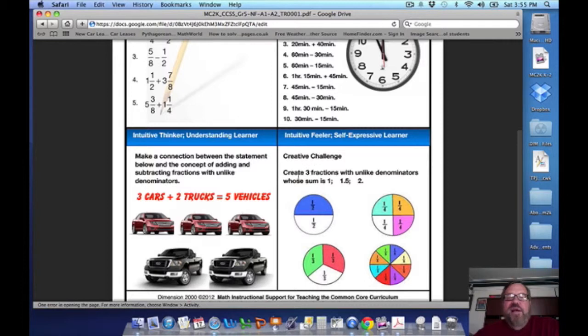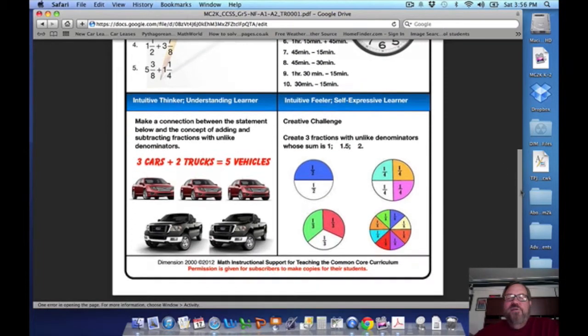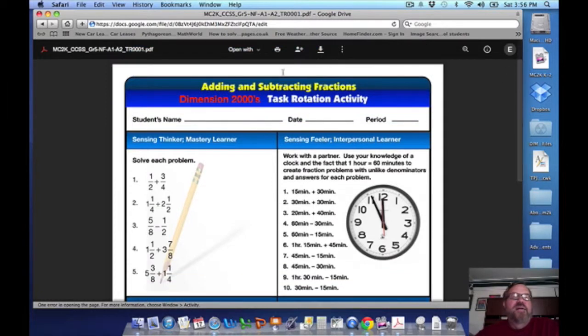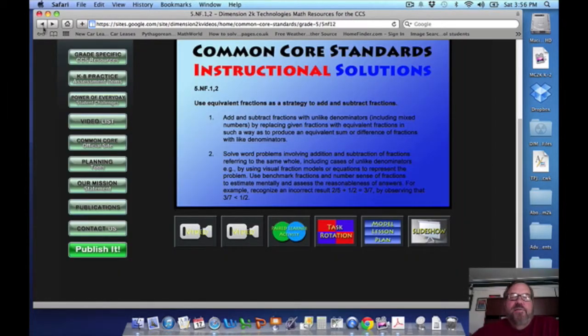And on a creative challenge, we're asking kids to create their own problems with unlike denominators whose sum is 1, 1.5, and 2, and we're asking for 3 problems for each of those answers. So the task rotation is very nice. If the kids go through task rotation, it's really going to help them to deepen their understanding and improve their proficiency with respect to the concept.